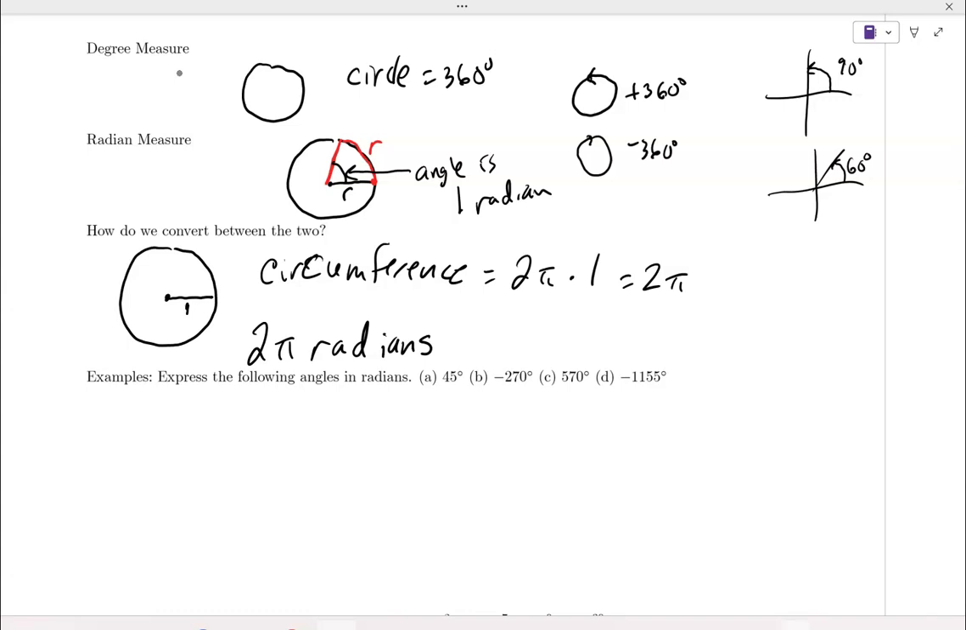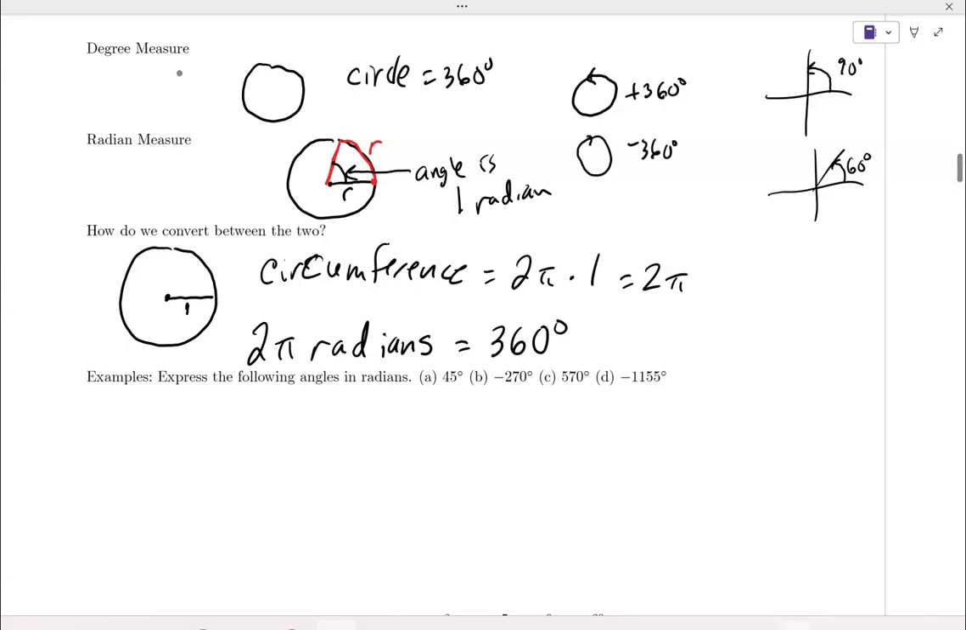Again, like I mentioned a minute ago, all circles are similar, right? If I had a radius of r, all the way around the circle would be 2 pi r. I would divide out the r's and get 2 pi for the radius. So it doesn't matter what the circle is, radian measure will be 2 pi. Well, we just said all the way around the circle is how many degrees? 360, right? So 2 pi radians must be 360 degrees.